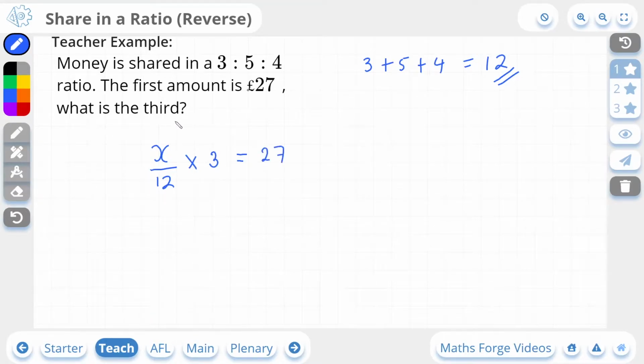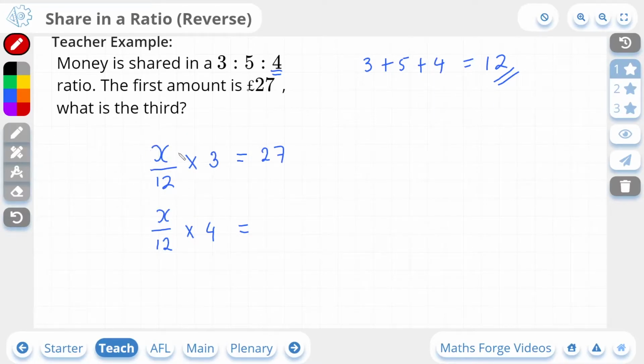Now they're asking us for the third amount. So this value, x over 12, which is what we multiply into each part of the ratio, when we take it and multiply it onto the third value of the ratio, 4, it should give us the third amount. So how do we do this? The first thing we have to find is, what is this x over 12?